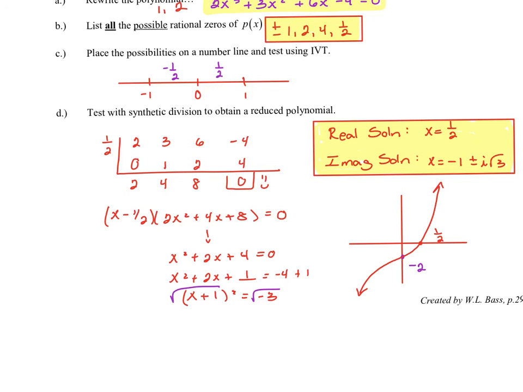So hopefully that helps on how to understand combining the rational zero theorem and the intermediate value theorem a little bit better for you. And then I've got one more example in the next video if you need a little bit more explanation.